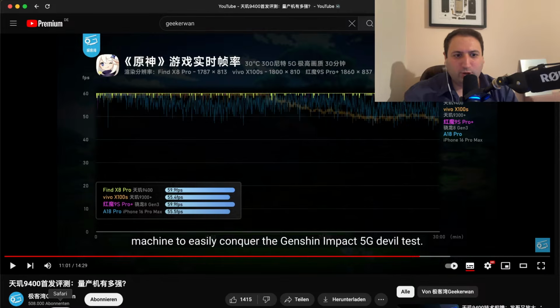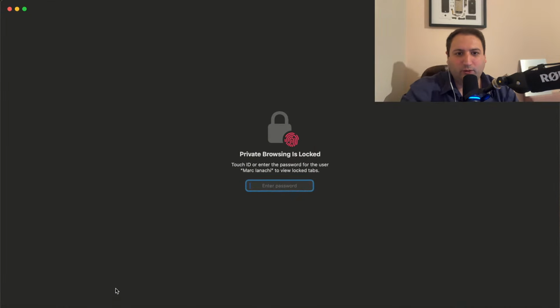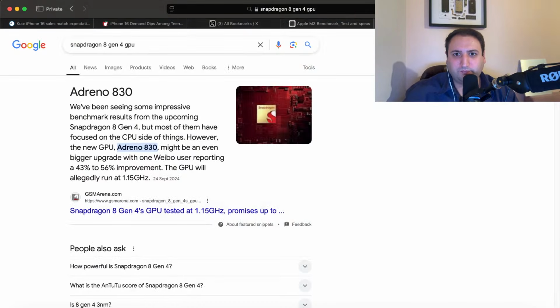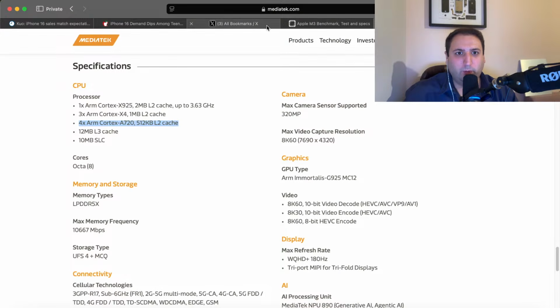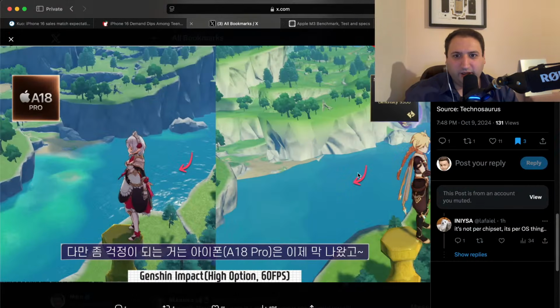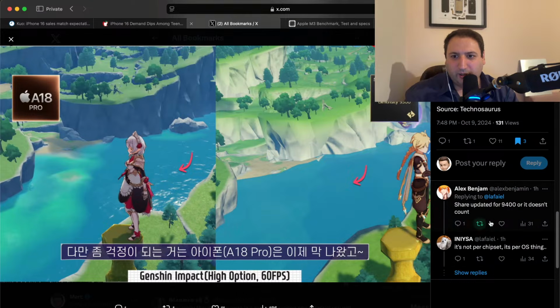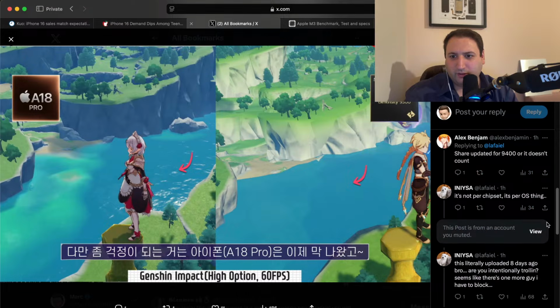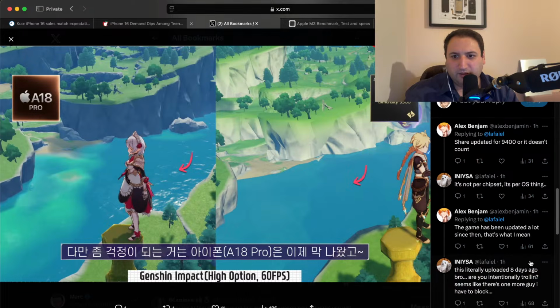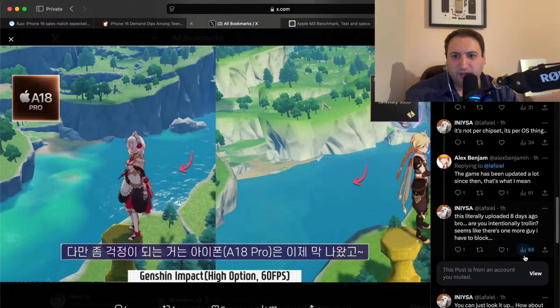I don't need to show you again those lost results. Where were we here? Like there can be differences where even if you put something on the same settings level, it will not perform the same. Share updated for 9400 or it doesn't count. It's not per chipset, it's per OS thing. The game has been updated a lot since then. That's what I mean. This literally uploaded 8 days ago.